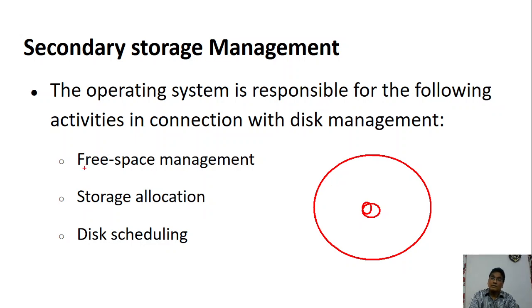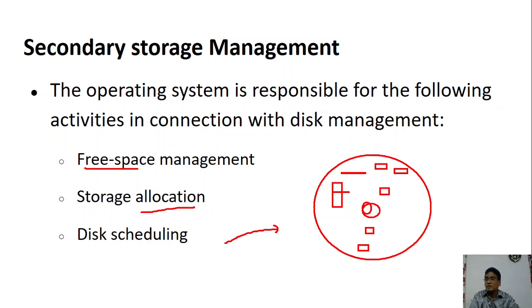That is called free space management. Where are the free spaces in the hard disk? Do you have free space here? Whether it is continuous, whether it is discontinuous, all these things are taken care of by the secondary storage management system. When you store a new file into the disk, whether it has to be stored here, or here, or somewhere else, who is going to take care? That is storage allocation. That is the secondary storage management.